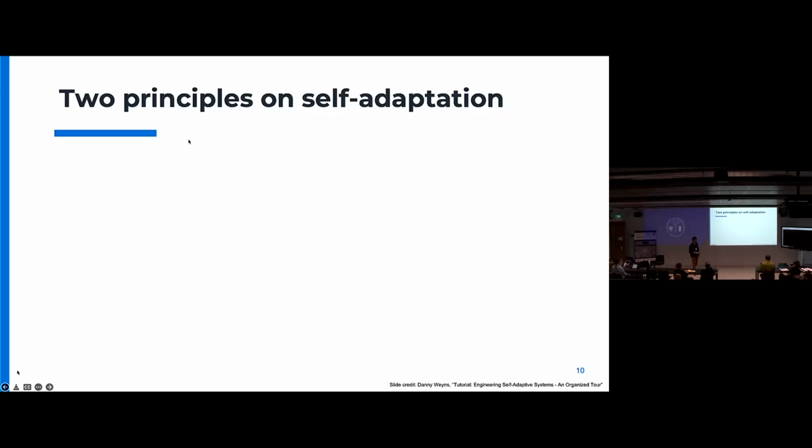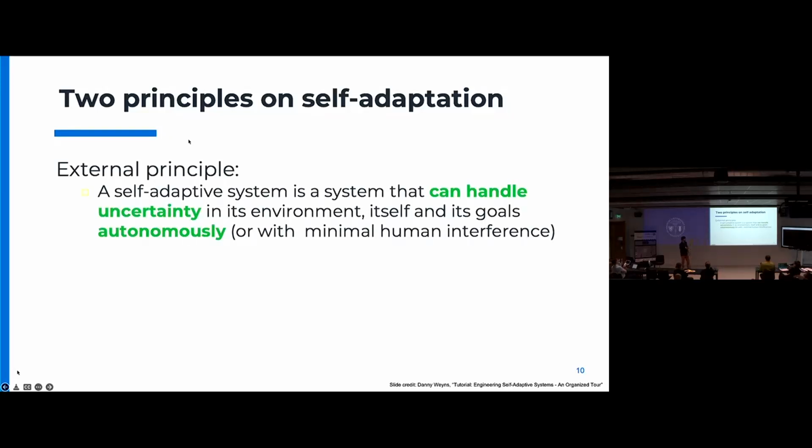And they are complementary, and they are two. One is the external principle, which more or less summarizes the previous slide. It says an adaptive system or self-adaptive system, I don't differentiate, by the way, at least not in this presentation, can handle uncertainty in its environment, itself and its goals autonomously.